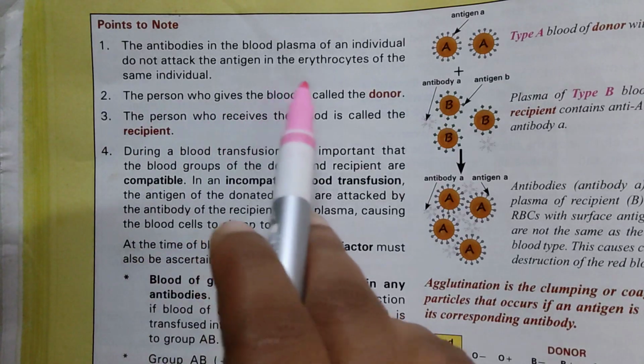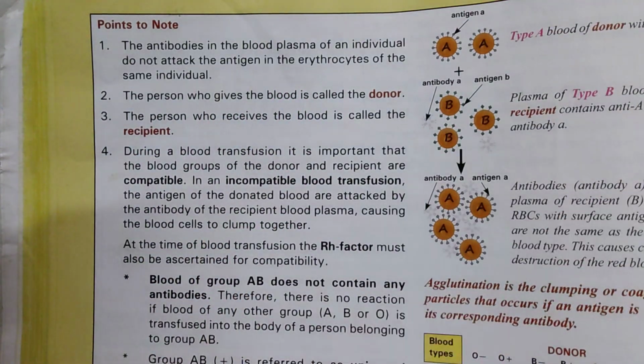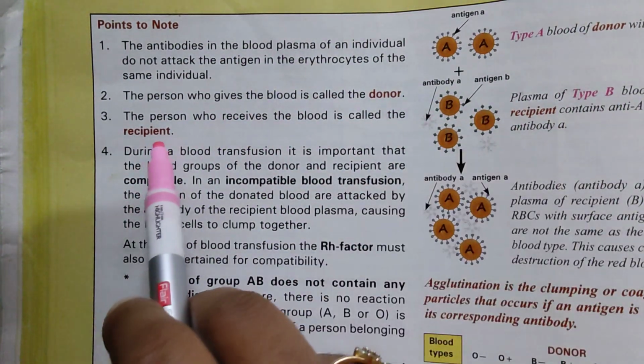Next, the person who gives the blood is the donor, and the person who is receiving the blood is the recipient.